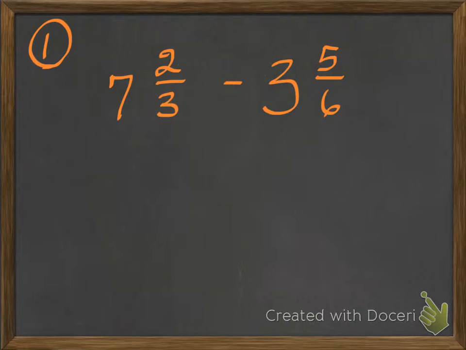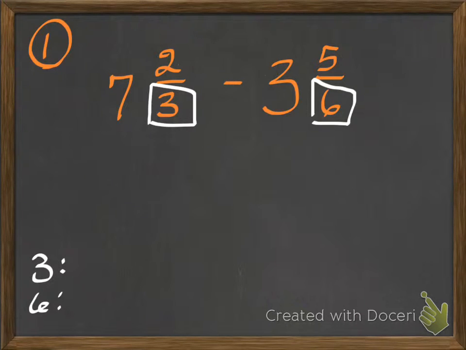Okay? All right, 7 and 2/3 minus 3 and 5/6. The first step is to find a common denominator because I have two different denominators here. So I'm going to find the multiples of 3 and 6. I've got 3, 6. Oh, I can see 6 is going to be my common denominator. So I'm going to erase that. I know 6 is going to be it. I'm erasing it just to give myself some more room.